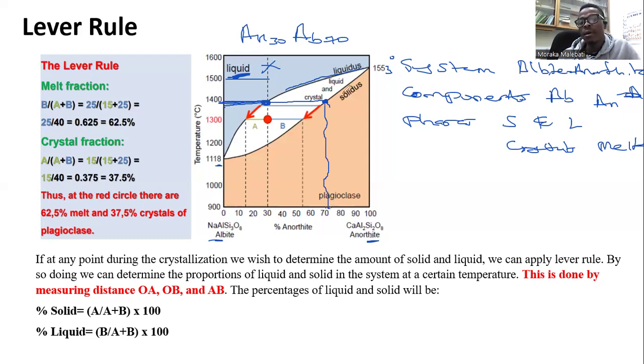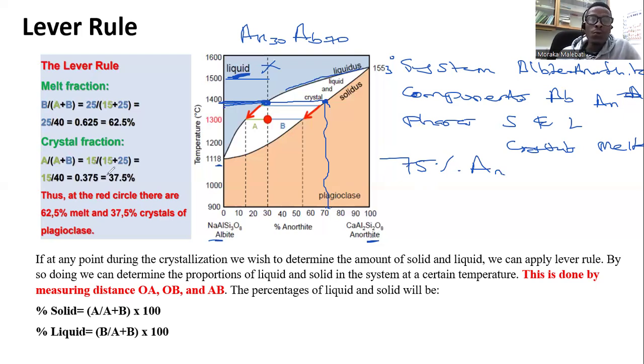Maybe let's say 75%. It means the first crystals would have around 75% anorthite.